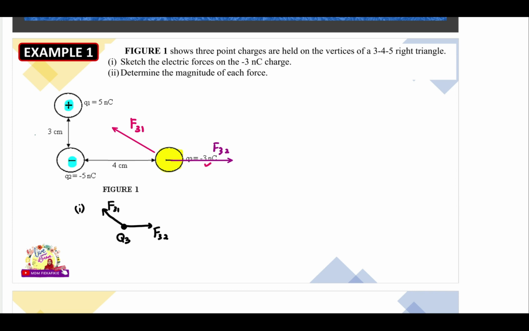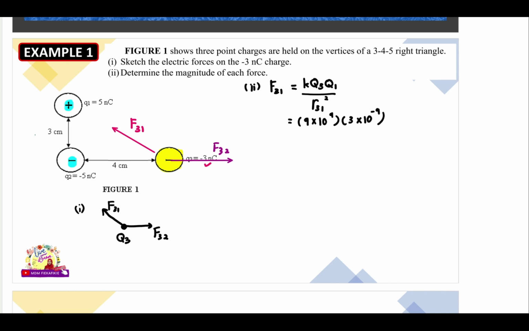Okay. So determine the magnitude of each force. Okay. So kita nak kira magnitude dia pula. Okay. Dia tak tanya direction. Dia minta magnitude saja. So kita kira F31 dahulu. Force on charge 3 due to charge 1. So guna formula saja. K Q3 Q1 over R31 square. Boleh? So kita masukkan dalam nilai sinilah. 9 times 10 power of 9. So Q3 is 3 nanocoulomb. Okay. So negatif tu kita ignore.